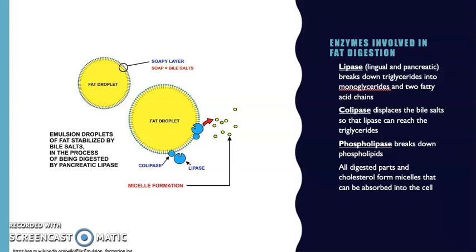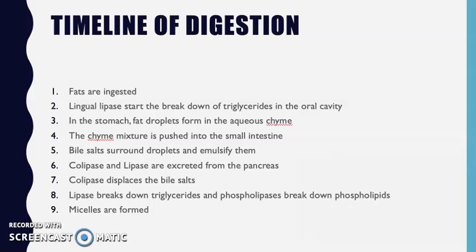Lipase, on the other hand, is excreted in its active form, but needs colipase to be fully effective, as seen in this diagram. Colipase has to inject itself into the bile salt layer so that it displaces the bile salts, so that lipase can reach the fat droplet and start the breakdown of triglycerides. All of the digested parts and cholesterol that are found in the fat droplets start to coalesce into micelles that make their way down to the brush border of the intestine.